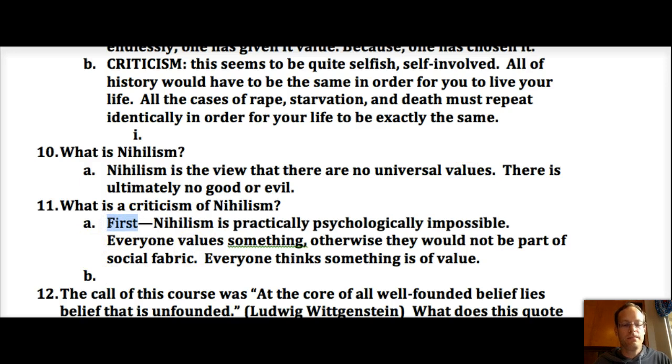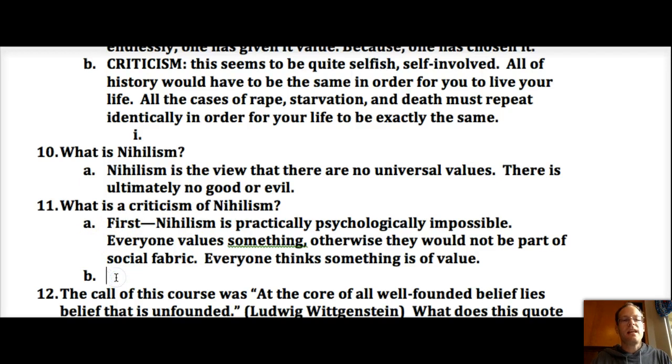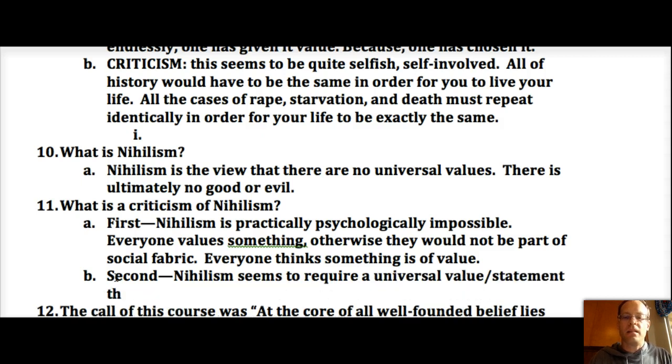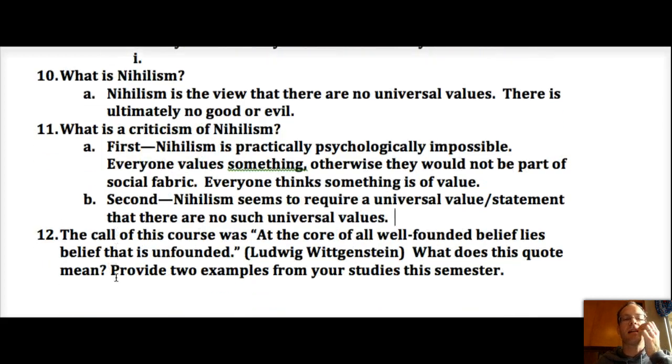So that's number one. And then second, we didn't cover this too much in the class, but I'll tell you what it is. Nihilism seems to require a universal value or statement that there are no such universal values. There's something about nihilism that could be considered inconsistent, meaning somebody says there are no rules, right? So, for example, there are no rules.